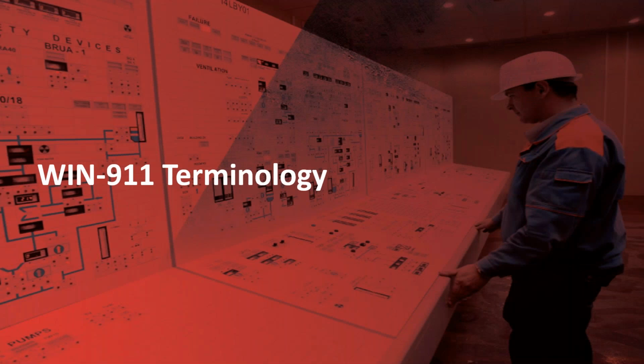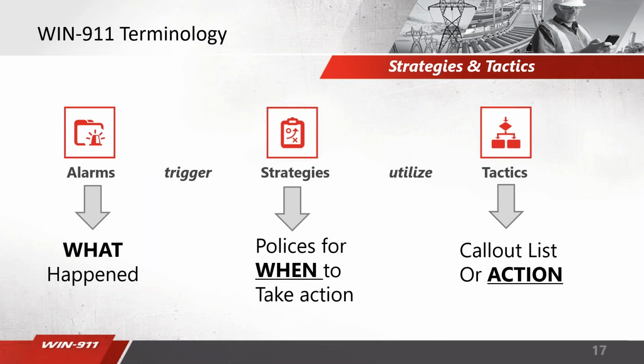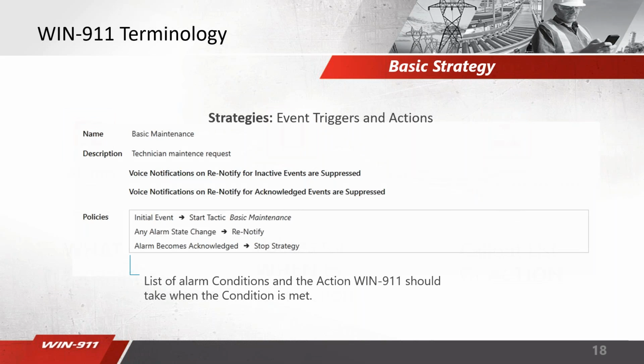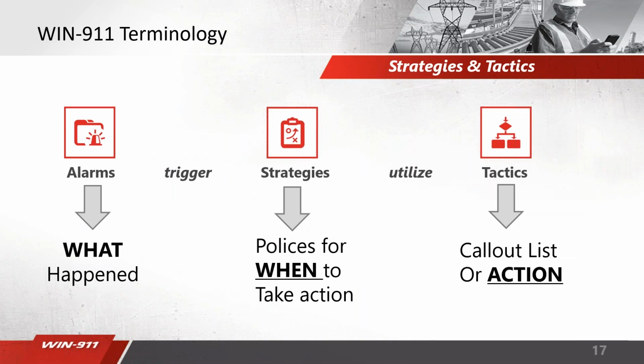So now we'll get into the terminology that I'm talking about. So the alarms, obviously what happened, that triggers a strategy, and that's basically a set of policies or rules for when to take action on that alarm. And then the strategies utilize a tactic. And that tactic is the call out list. That's who you want to get notified.